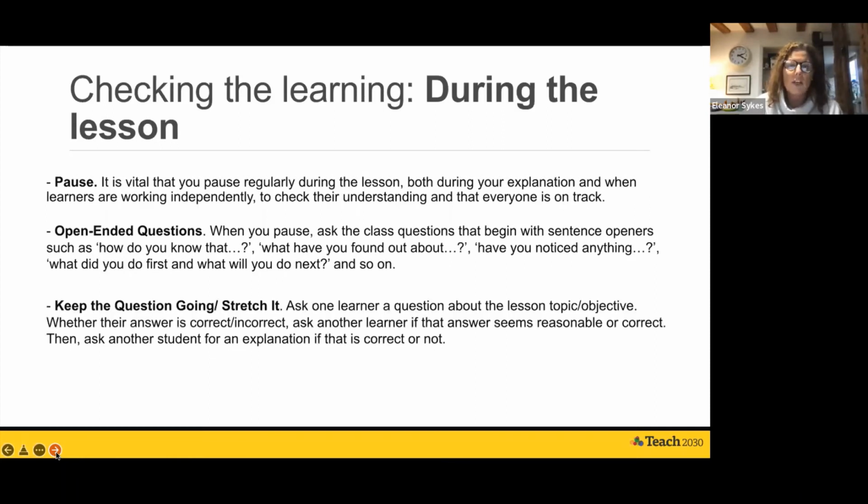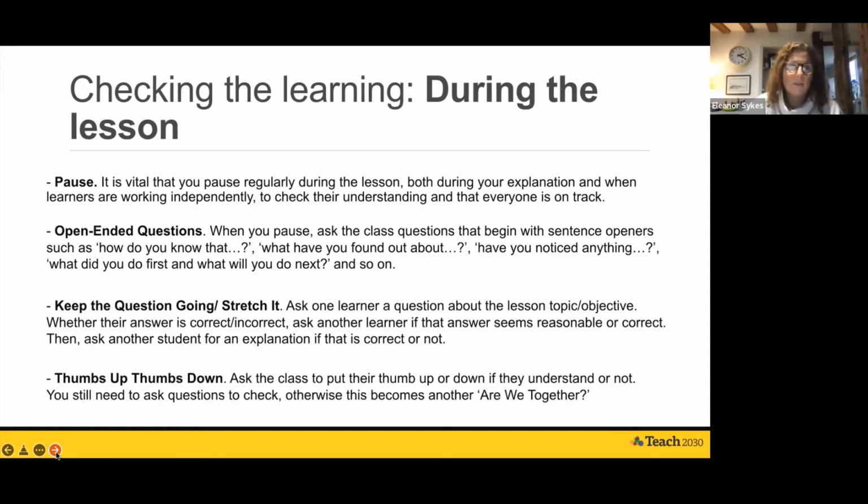Again, keep the question going or stretch it. So we've just had that. And thumbs up, thumbs down, those are also really useful again. So those bottom two you can definitely use at any stage of the lesson.